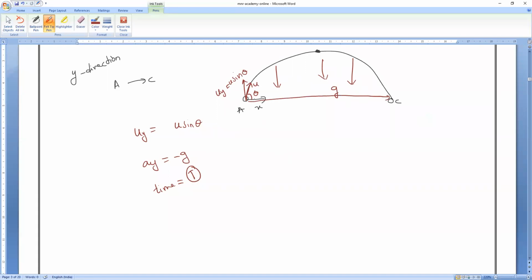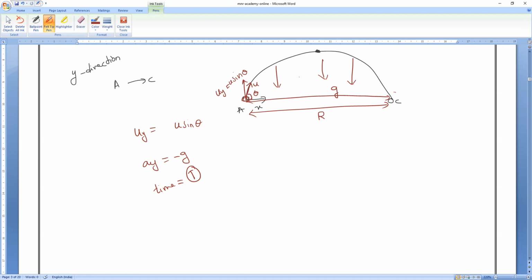X-axis means the initial position and the final position. The x-axis shows displacement. What is it called? Yes, it is horizontal. That is called the horizontal range, which is called R.